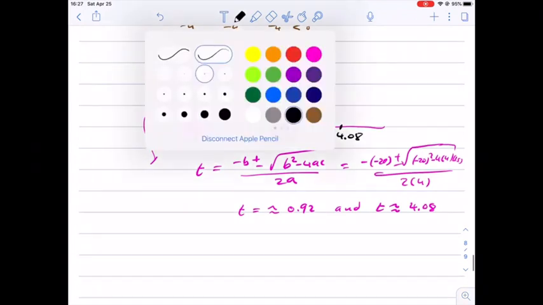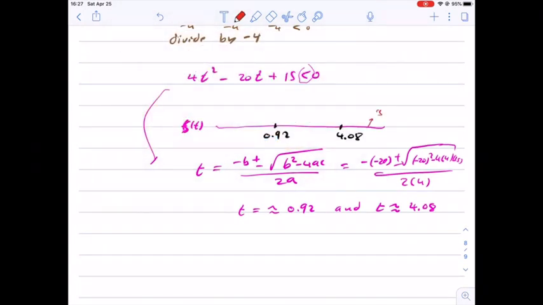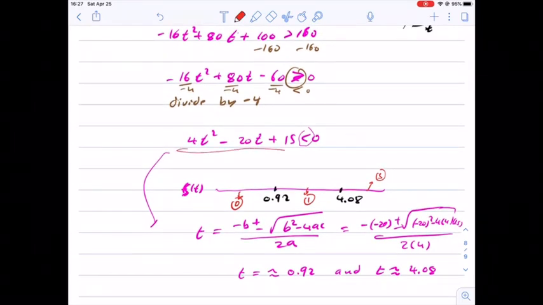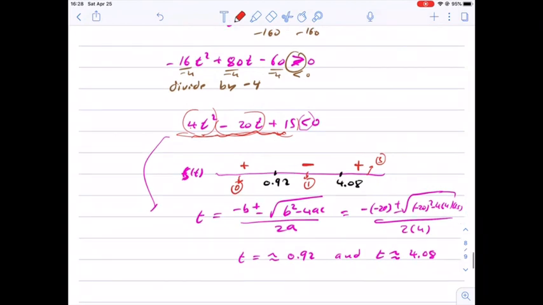In order to study the sign, we can choose some test values. For example, a value here like 5, a value here like 1, a value here like 0, and study the sign. Let's substitute 0. If we substitute 0 here, we get a positive value. If we substitute 5 and compute this, we get positive. If we substitute 1, 4 times 1 is 4, minus 20 is negative 16, plus 15 is negative 1. So the function is negative. I mean the solution, because we want to find the values of t that make this inequality correct. That means this expression is less than zero on this interval.